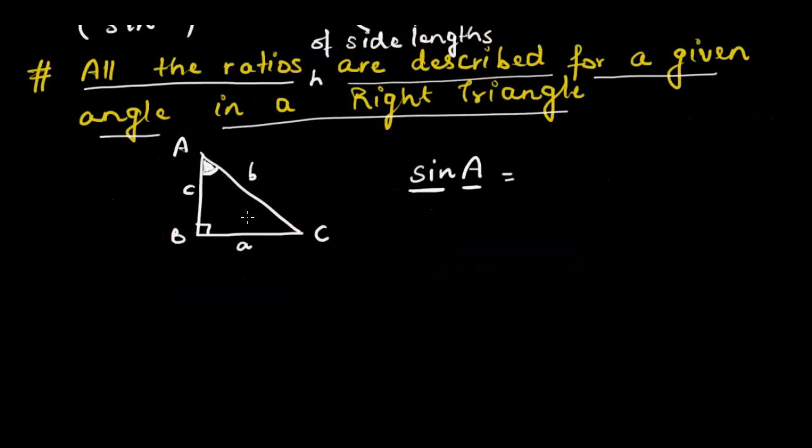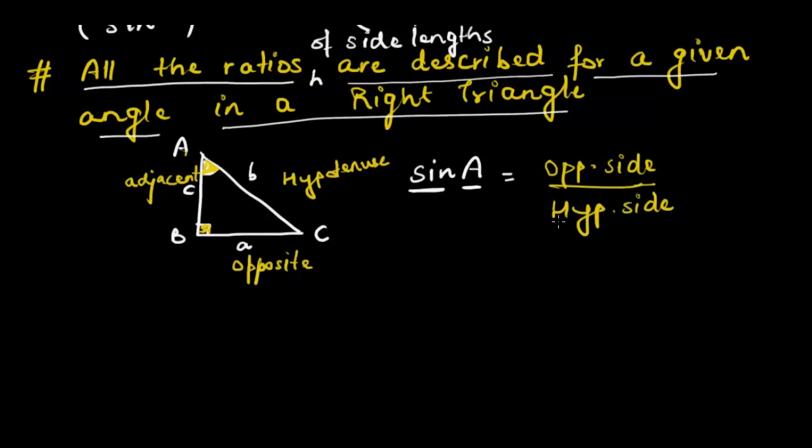Now what is meant by opposite and hypotenuse is, when we are writing the trigonometric ratio for a given angle A, the side that is opposite to angle A is called the opposite side. The side on which angle A lies is called the adjacent side, and the side that is opposite to the 90-degree angle, that is the right angle, is always called the hypotenuse. So sine of angle A is the opposite side divided by the hypotenuse. And this is true for all right triangles: the sine ratio for any angle is that angle's opposite side over the hypotenuse.